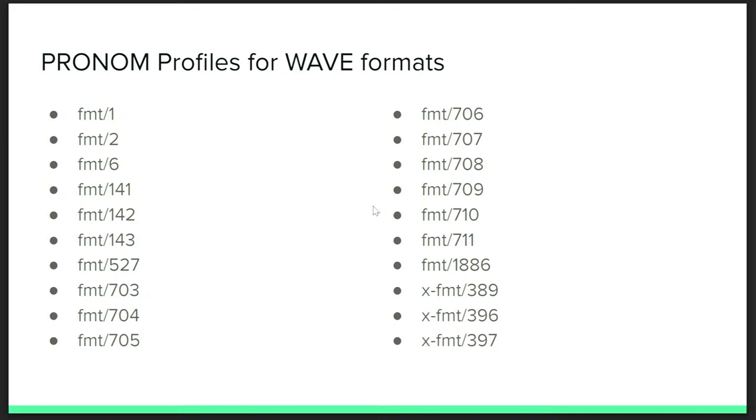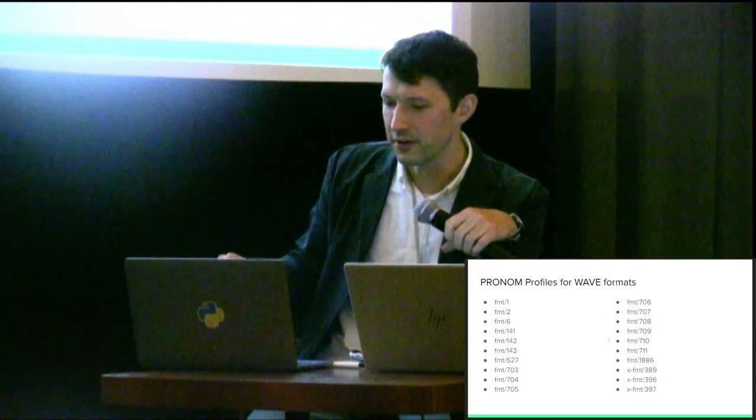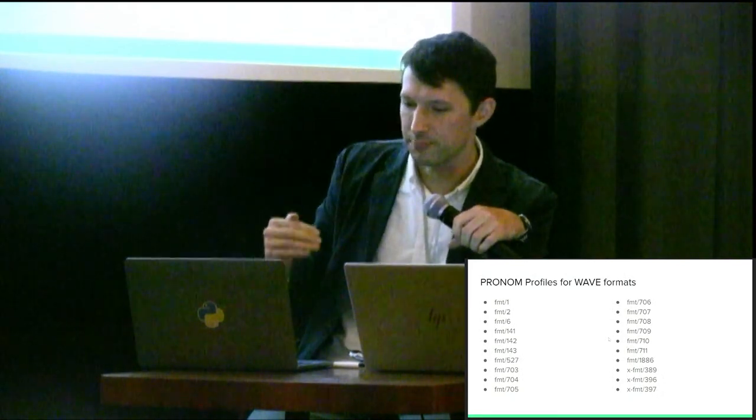So for example, there are 24 kinds of WAV file. 24? No, I think I limited, I think it's 20. But there's a lot of different WAV files according to PRONOM. And those range from base WAV to broadcast WAV version 2 with extensible encoding to RF64 files. Each of them gets their own distinct profile.